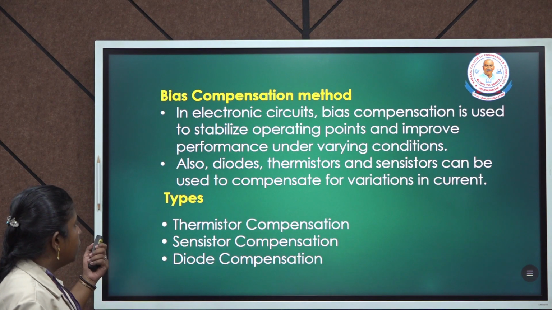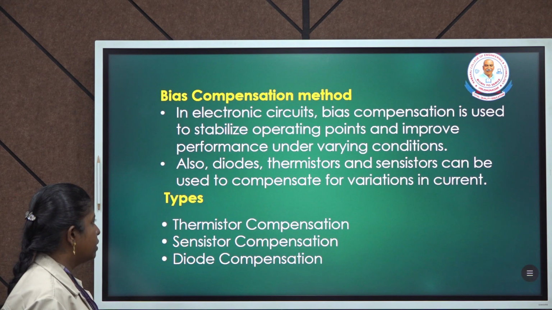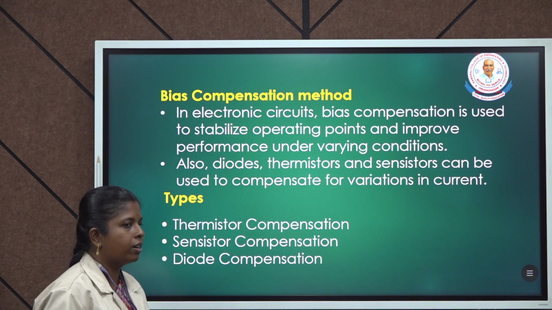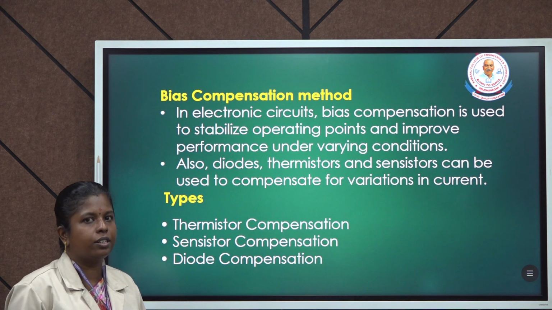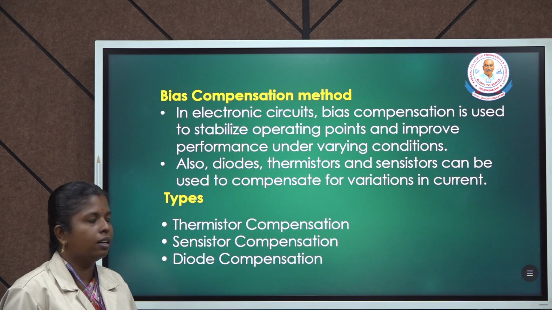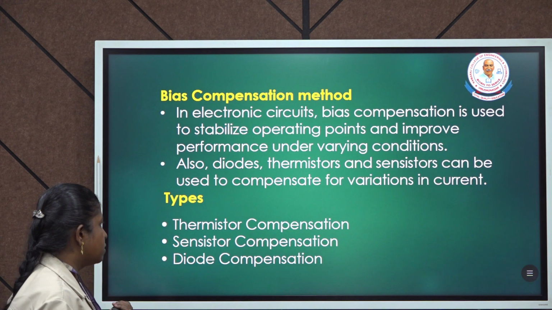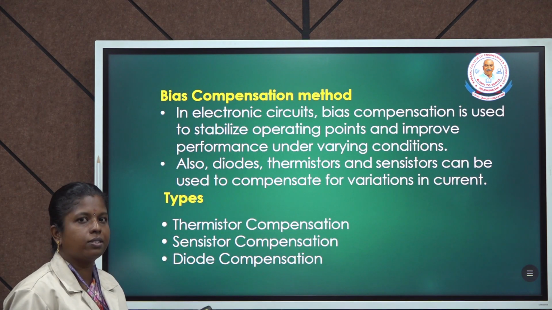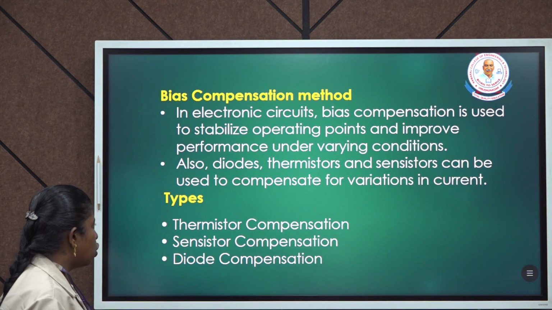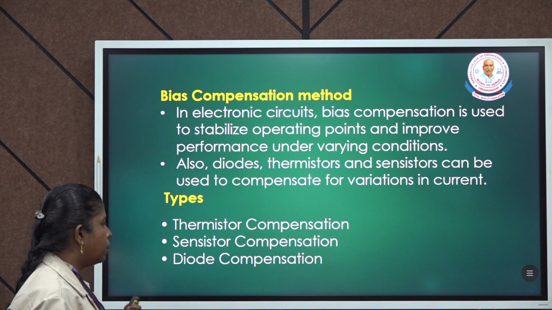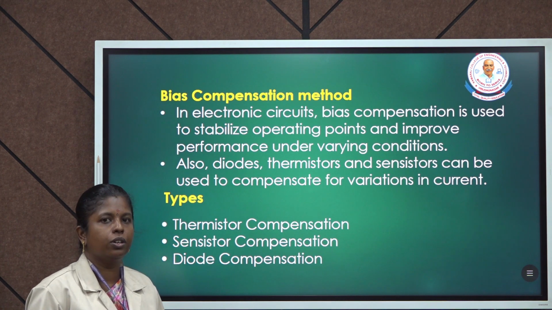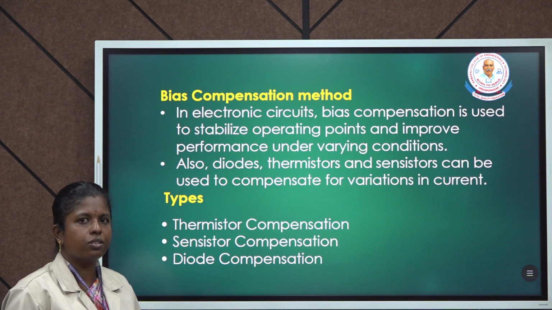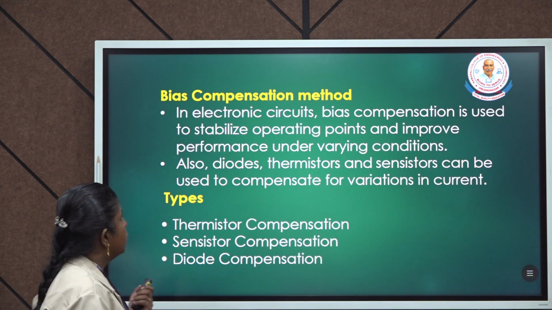These are the types of compensation techniques I listed here. The first one is sensistor compensation, which deals with thermal related compensation, thermal in the sense of heat. The second is thermistor compensation, which provides compensation to operate the transistor in a stable mode. And diode compensation, where a diode is inserted in the circuit so that the diode will compensate the changes for varying conditions.